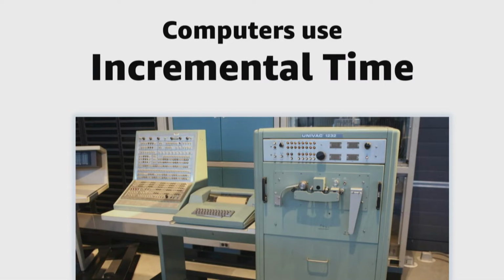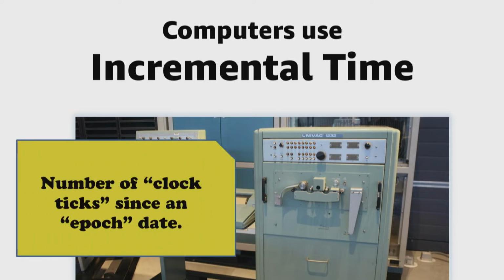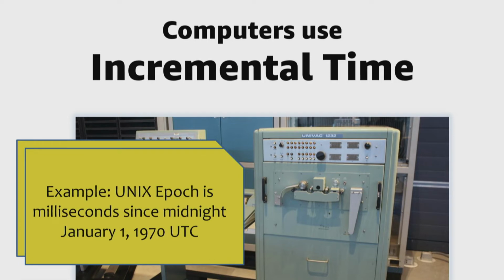Computers don't use observed time values because they can't see, generally. So they use something that we call incremental time. Incremental time is the number of clock ticks since an arbitrary moment in time, which we call an epoch date. So the Unix operating system, and many systems similar to Unix or based on Unix, Java is one example, use the Unix epoch: the milliseconds, sometimes nanoseconds, since midnight, January 1st, 1970 UTC. Why that date? It's completely arbitrary.